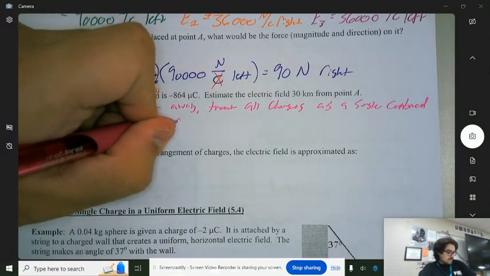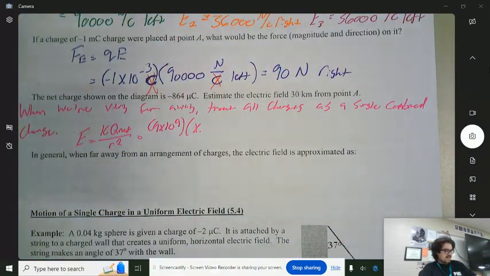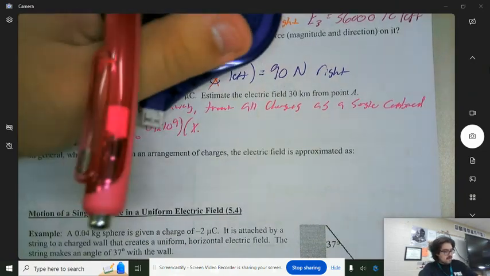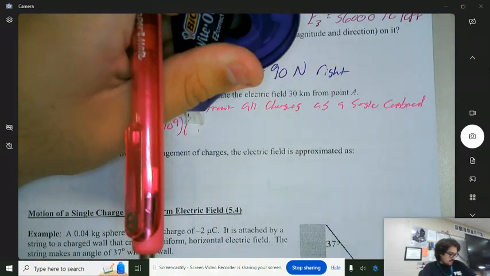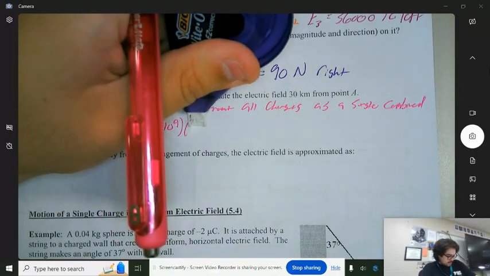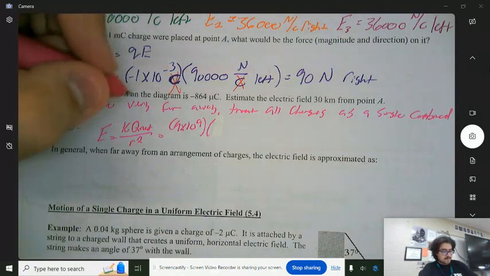Nine times ten to the ninth times... ooh, why did I write X? I don't even know what I'm thinking right now. And my whiteout is dying on me because I use it so much, because I make so many mistakes, not because I'm a bad teacher.